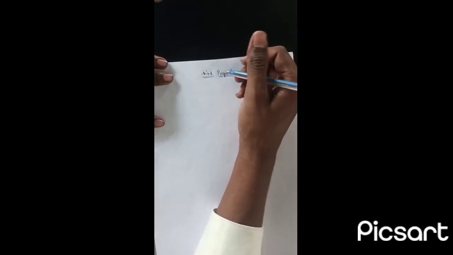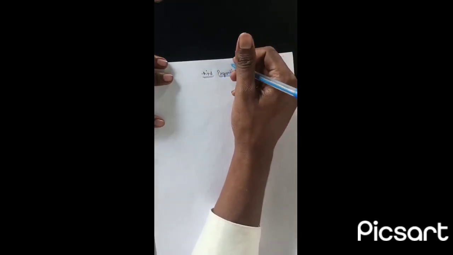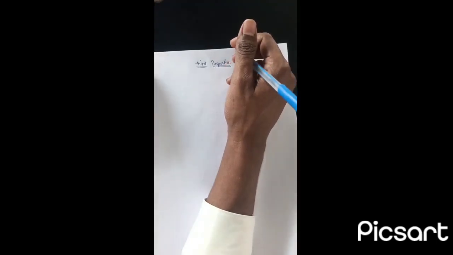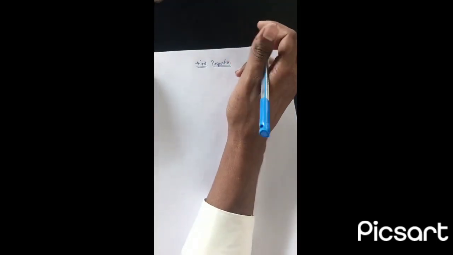Third proportion. What it says is that if A, B and C are in continued proportion, then C is called the third proportional to A and B. For example, the third proportional to the numbers 5 and 25 is x. Therefore, from the definition of the third proportional, we have 5 is to 25 as 25 is to x.